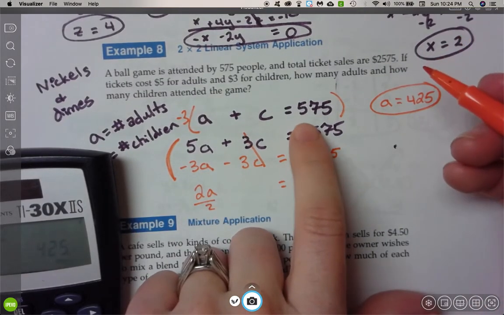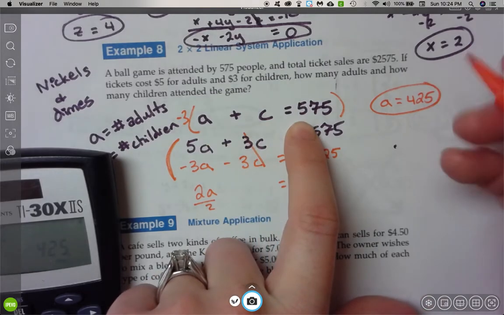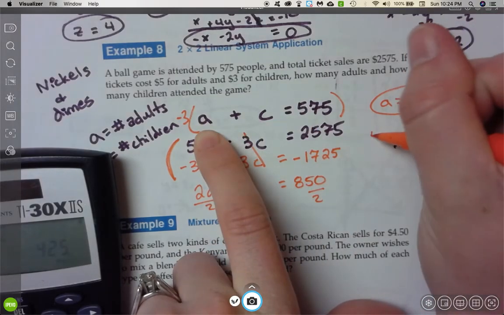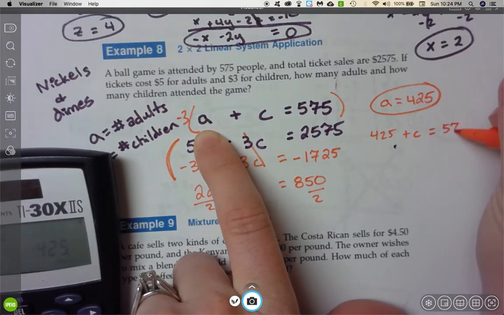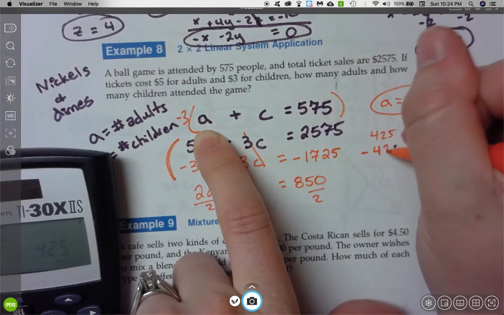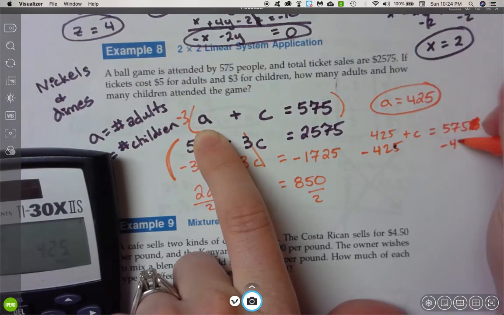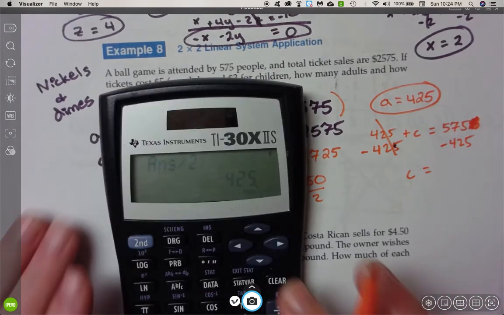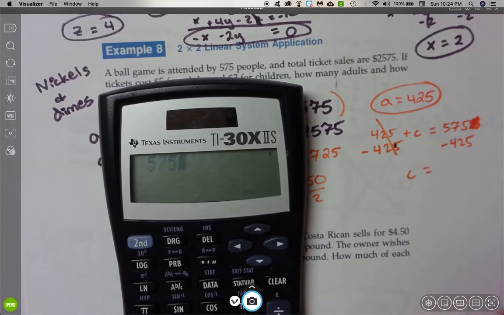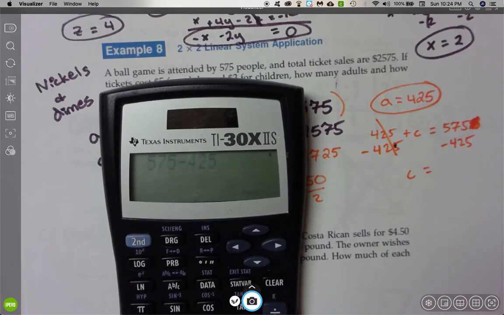Adults plus children together is 575. So if I plug 425 in for adults here, adults plus children equals 575, I subtract 425 from both sides. And C is equal to 575 minus 425. There's 150 children. So adults, there's 425. Children, there's 150 of them.